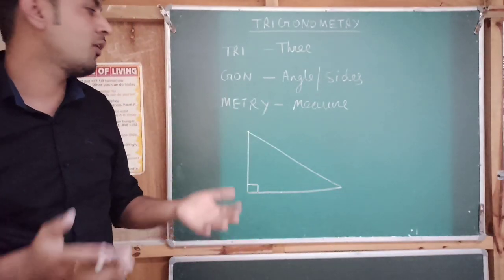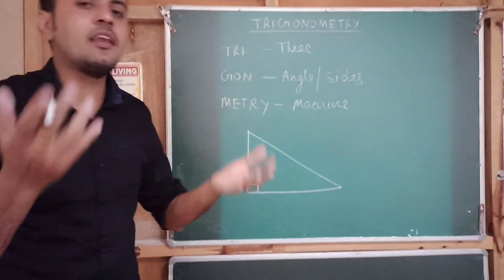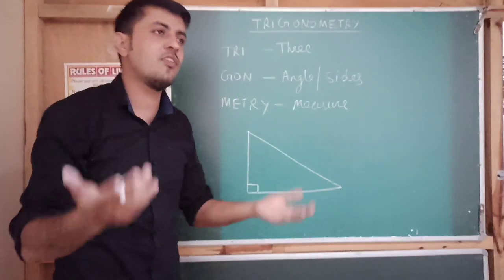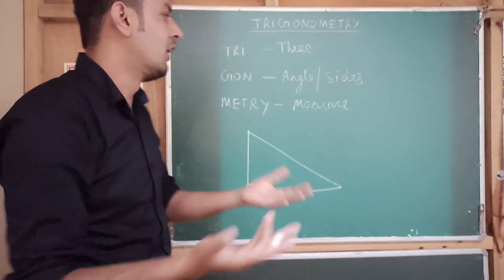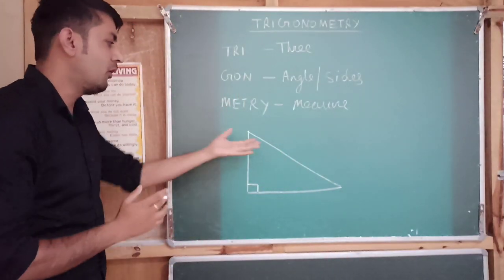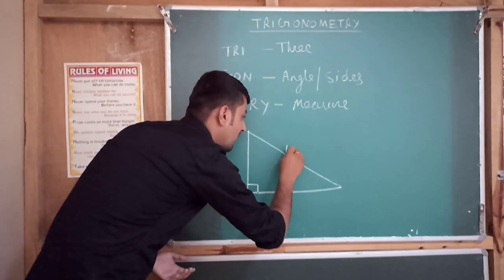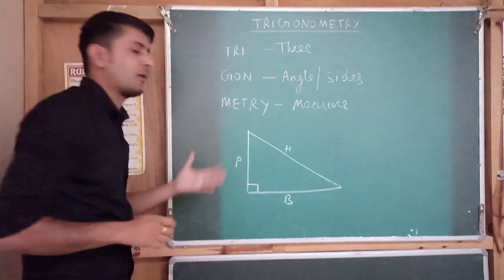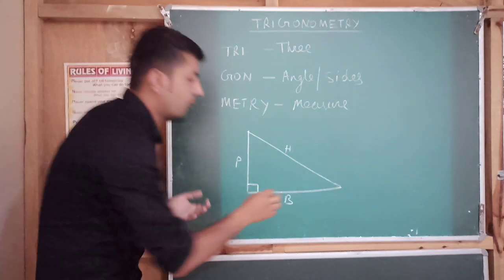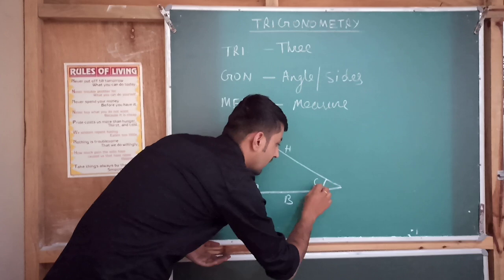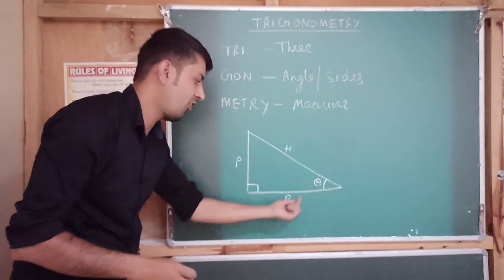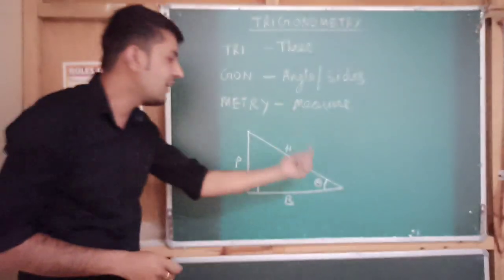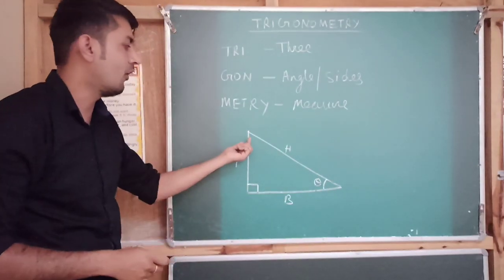And in class 9 you have already done the right angle triangle, Pythagoras theorem. You know what is hypotenuse, what is base, what is perpendicular. So in this triangle, this will be your hypotenuse, this will be the base, this will be the perpendicular. Now if I put my theta here, this will be the base. Now the same triangle I will consider, and I will change my theta to the other side.